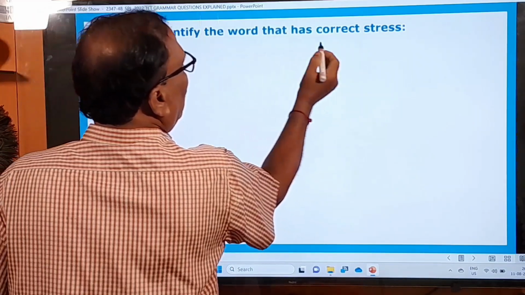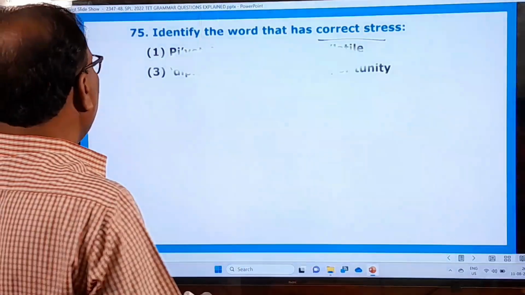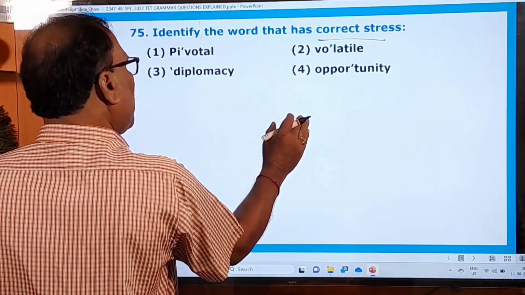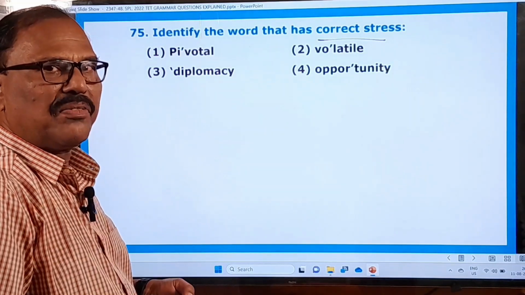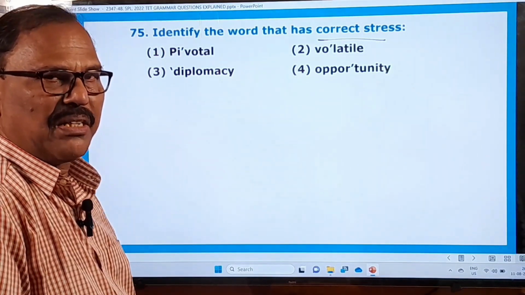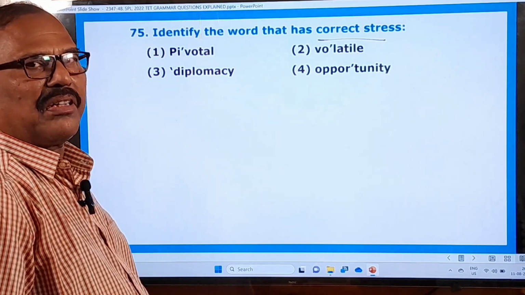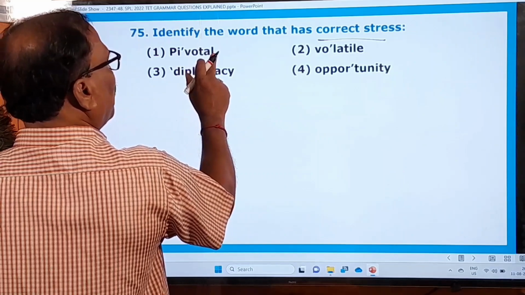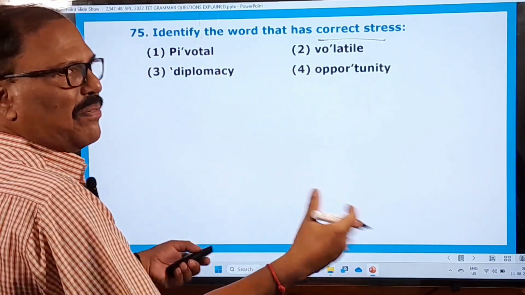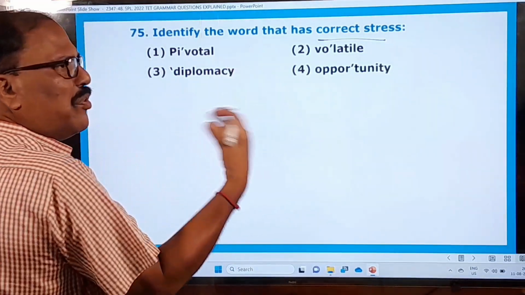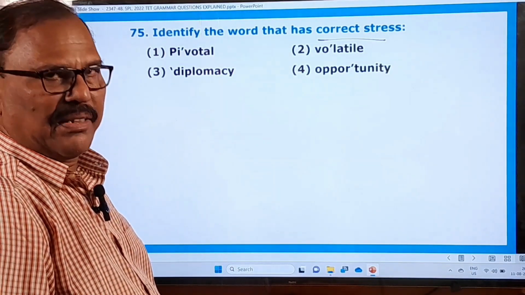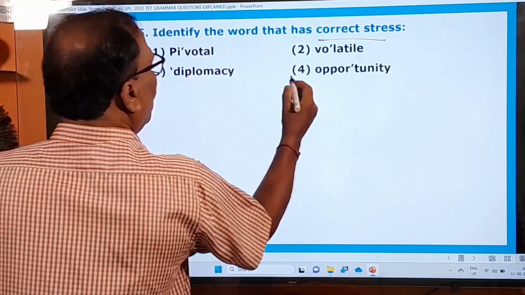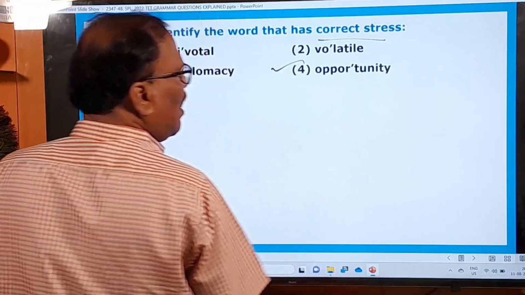75th one, identify the word that has correct stress. Here 4 words are given, and out of these 4 words, in 3 words wrong stress is given, and only in 1 word right stress is given. Here you pay attention: pivotal. Pivotal means very important. Volatile means easily changeable. Diplomacy means the skill of doing or saying something without offending others. So here, what is that? Opportunity. Of these, only this last word, opportunity, is right.